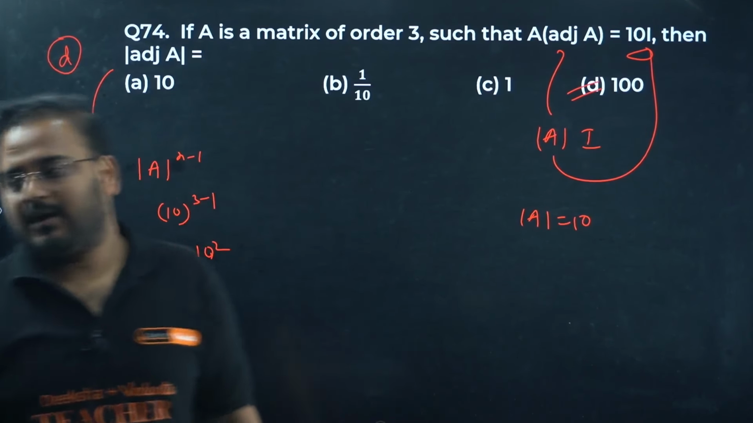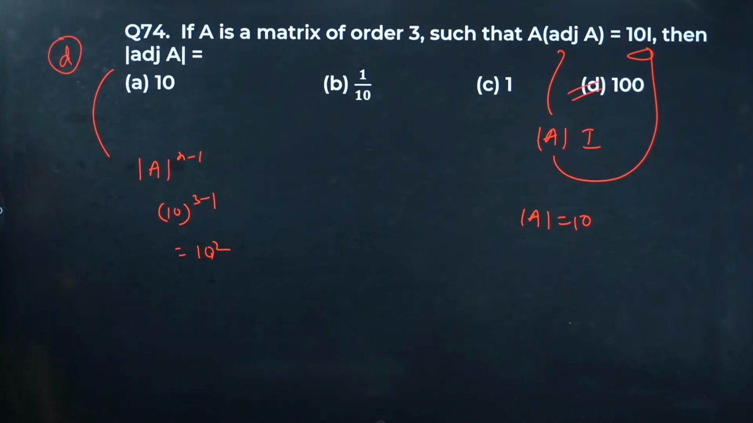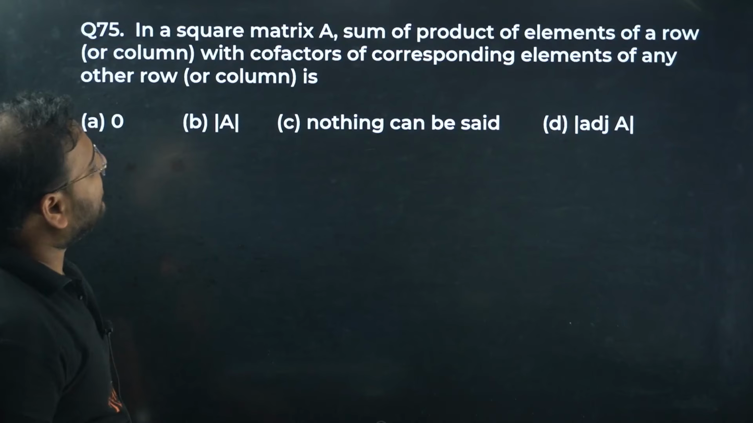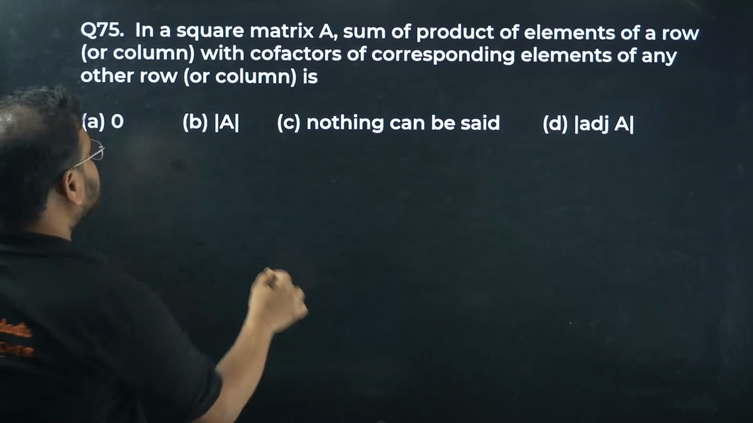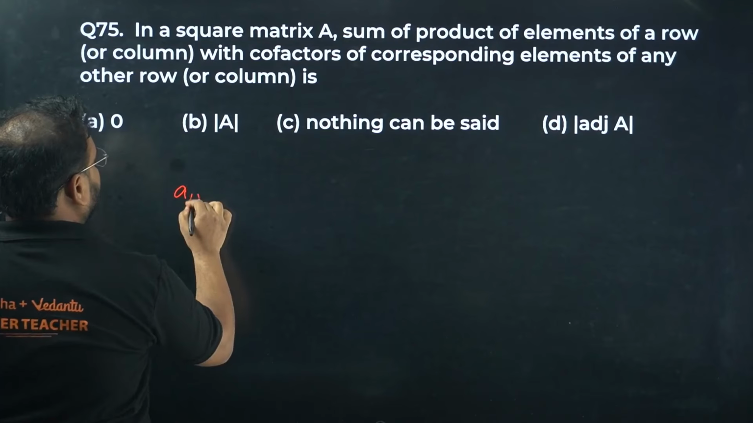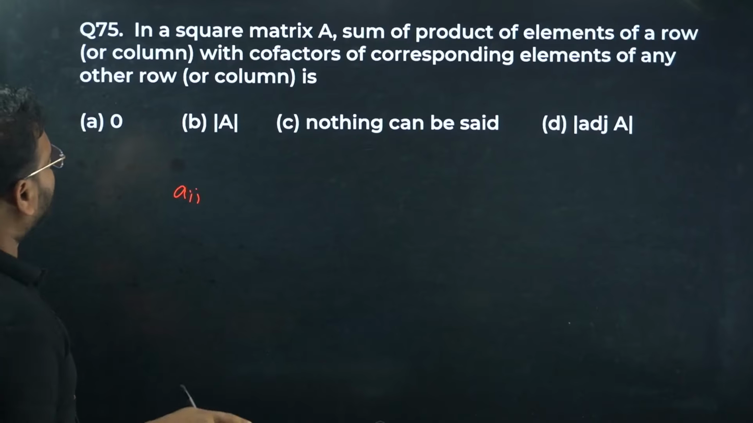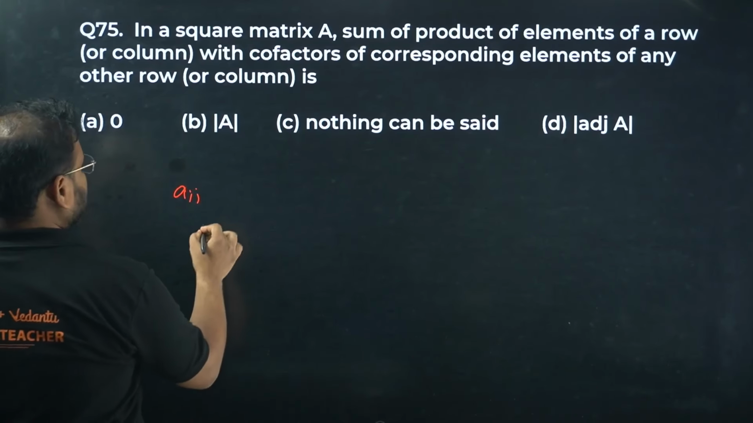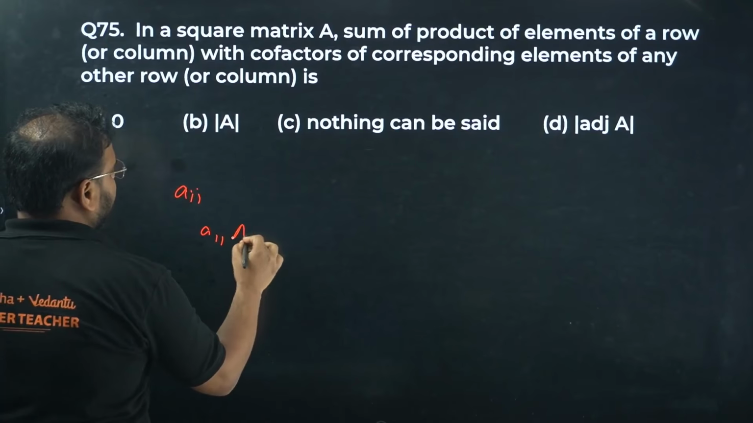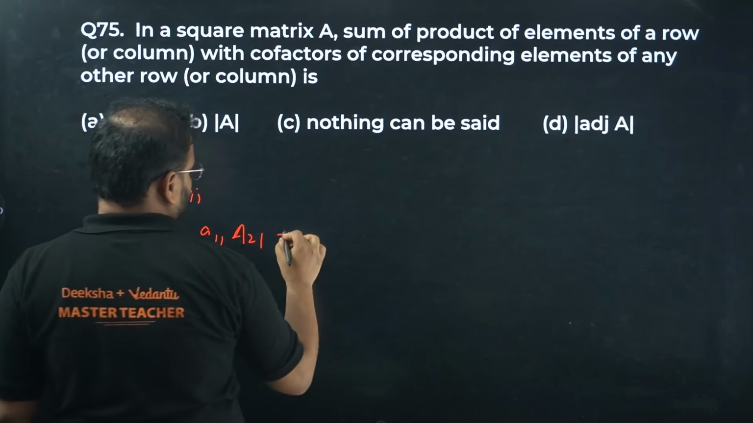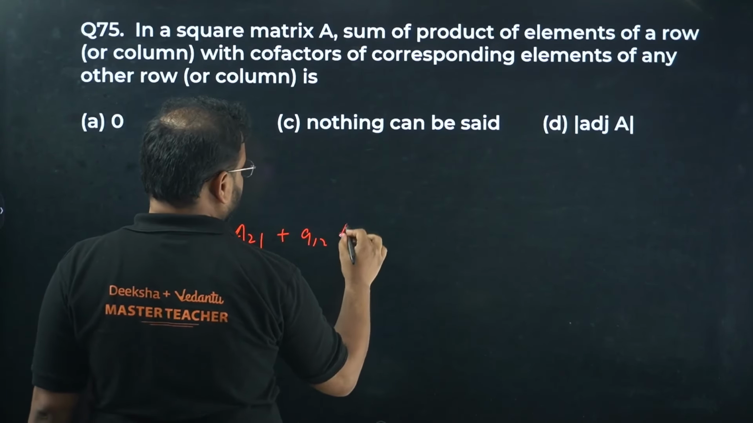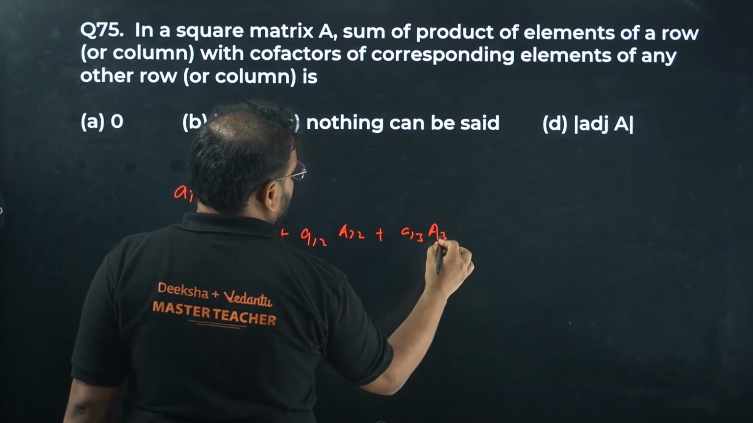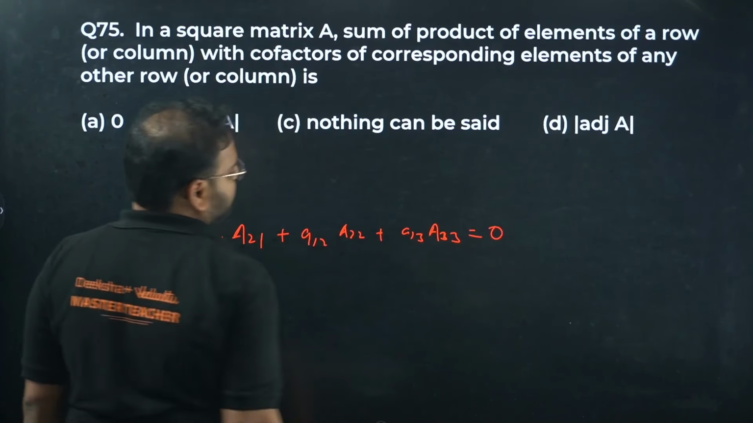Okay, have a look. 75. In a square matrix A, sum of the product of elements Aij of any row or column with cofactor of corresponding element of any row or column. Okay, any row or column, not possible. No, if I go A11 and write A21, A12 and write A22, A13 and write A23 will be 0, no?